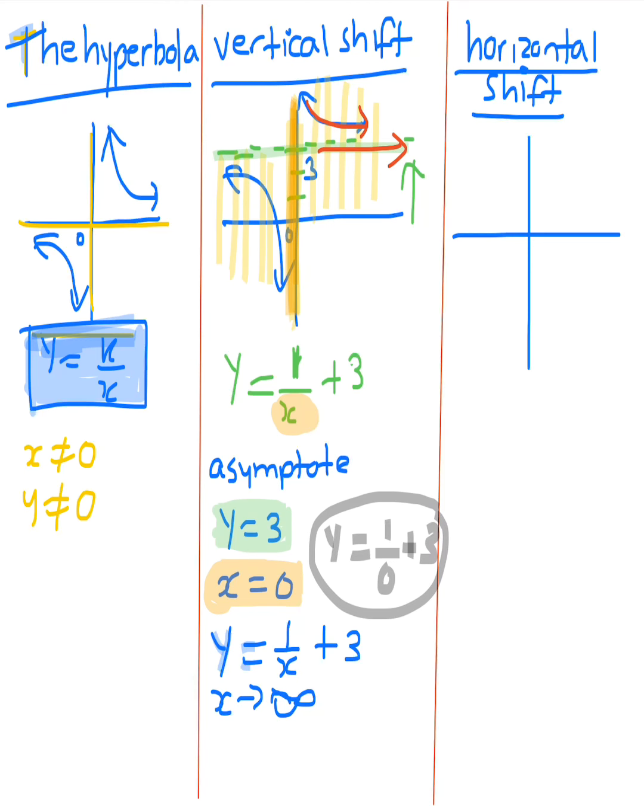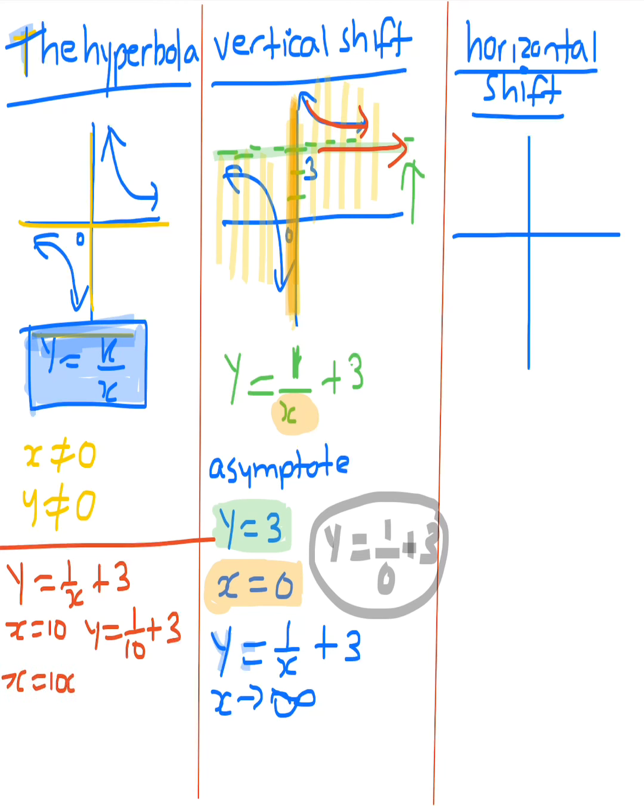Now I want you to think about that to do with your equation here. So you've got y equals 1 over x plus 3. And as x is getting bigger, let's just say x equals 10. That would be 1 over 10 plus 3. That would be 3 and 1/10. Let's make it bigger. x equals 100. That would be 3 and 1/100. And make it bigger again. x equals 1,000. That would be 3 and 1/1,000.